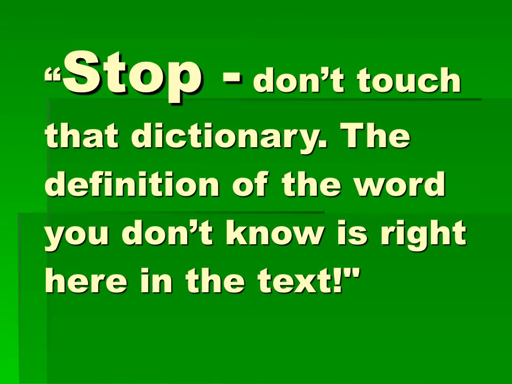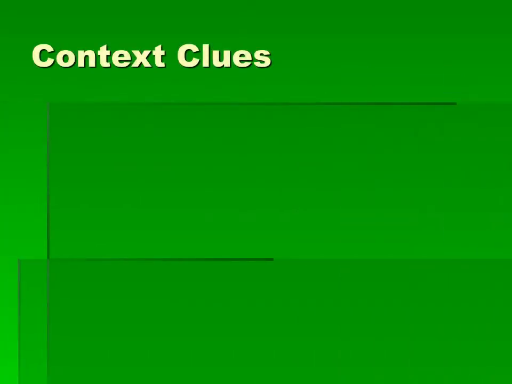But stop! I don't need to touch that dictionary. The definition of the word that I don't know sometimes is right there in the text. Most of us don't have a dictionary handy, and even though we have tons of devices that we can use to look up words, there isn't always time. That is why we use context clues, and they're something that is very powerful to us as learners, and not something that should be limited to use in just reading class. This is a life skill.